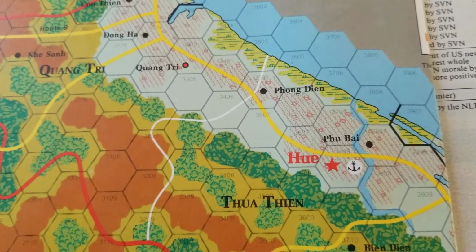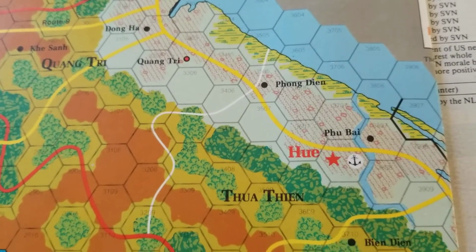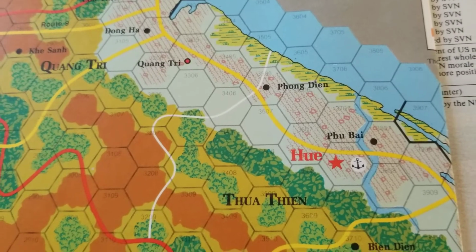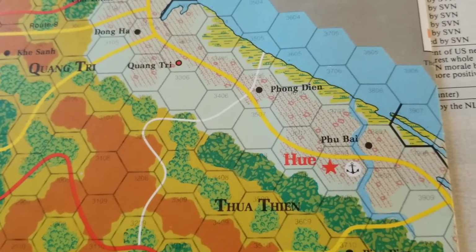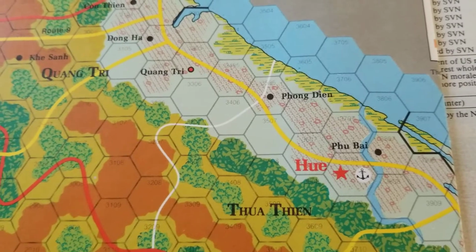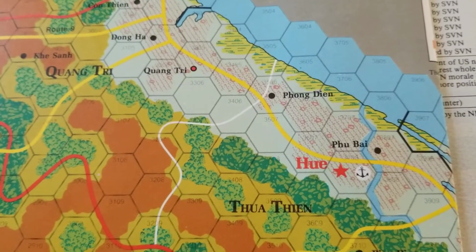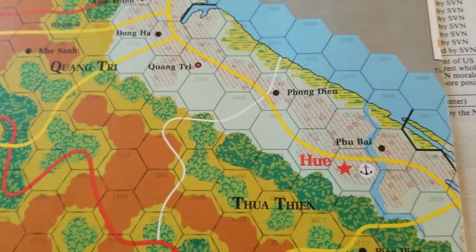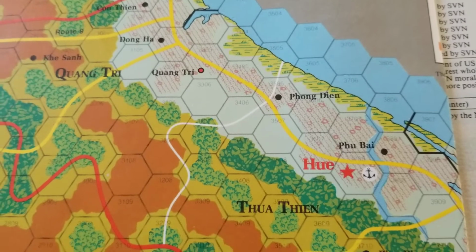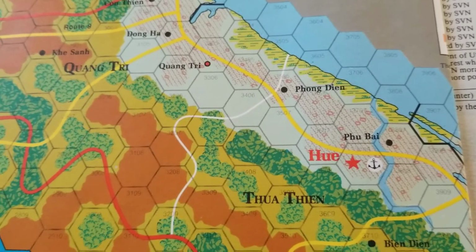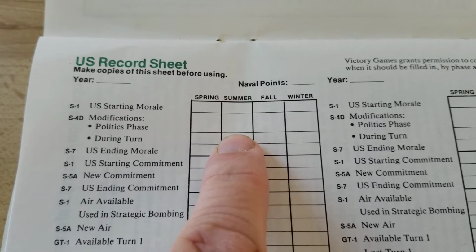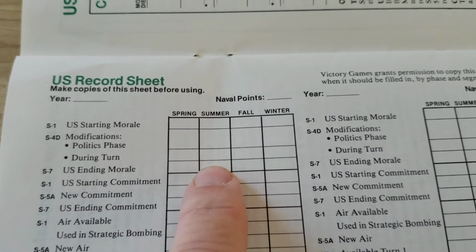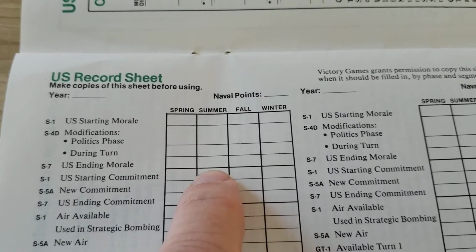So Quang Tri and Hue, those are examples of capitals. Obviously, if you lose Saigon, you lose the game. But you can lose Quang Tri and Hue, and there's a negative effect on morale. After U.S. morale is adjusted, you remove the captured capital markers from the map, and the NLF will have to either retake them or still be squatting there when their turn comes around. Adjustments to U.S. morale during the politics phase are noted here. So you take the starting morale and during turn and politics phase to come up with the ending morale for this turn.